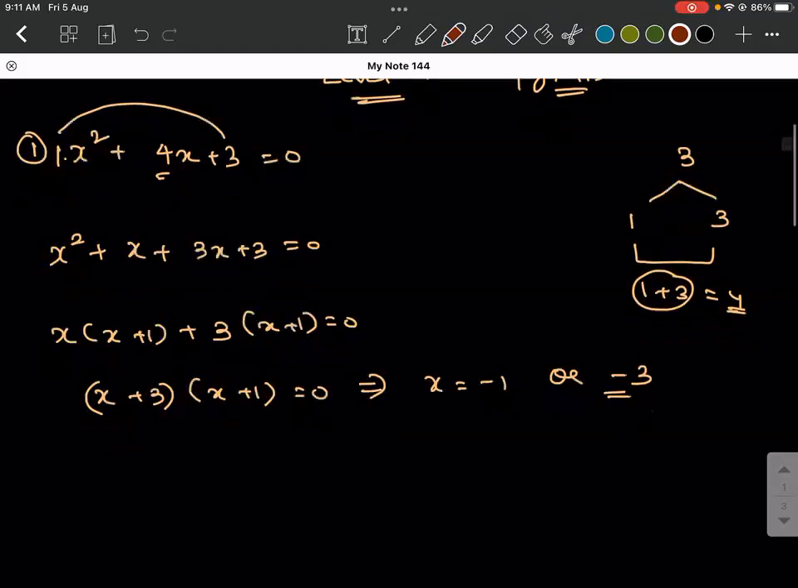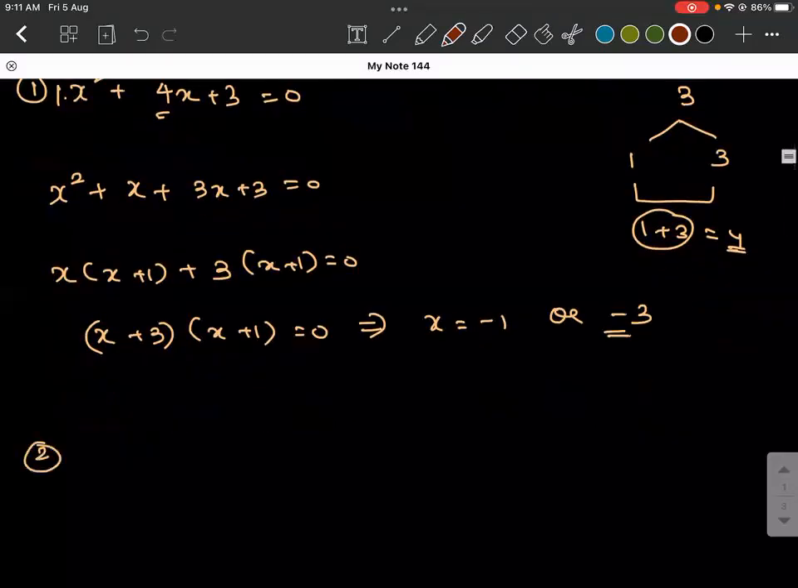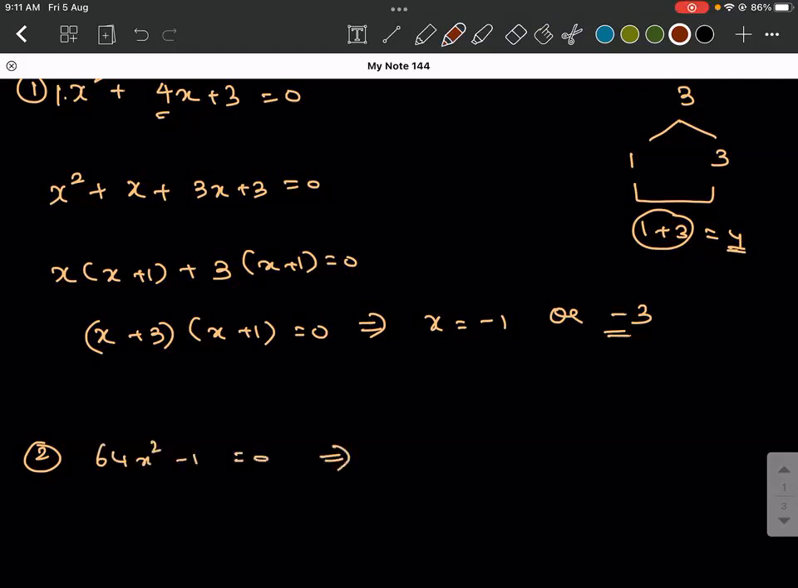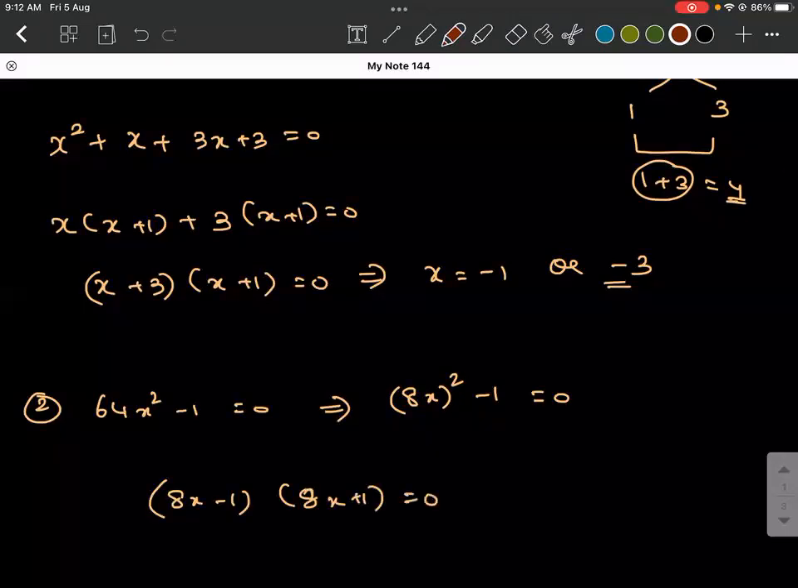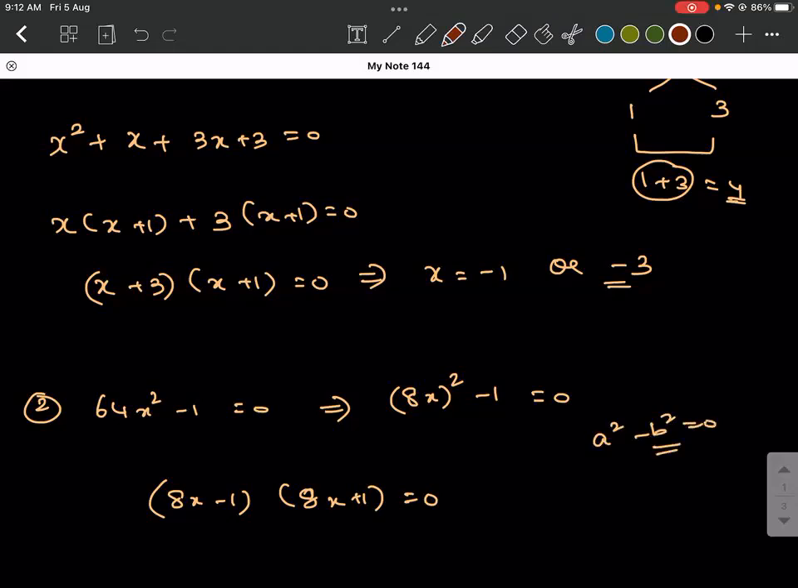The positive real root of the equation. So positive real root of the equation 64x square minus 1 is 0 implies it is 8x the whole square. Can I write it as 8x the whole square minus 1 is equal to 0? So I can write it as 8x minus 1 into 8x plus 1 is equal to 0. Why? Because it is of the form a square minus b square is equal to 0. So a square minus b square is a minus b into a plus b.